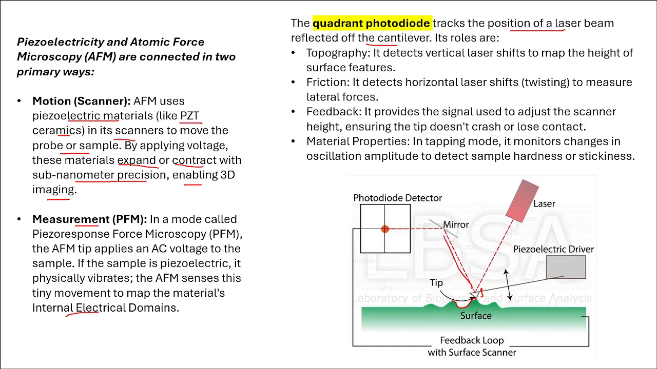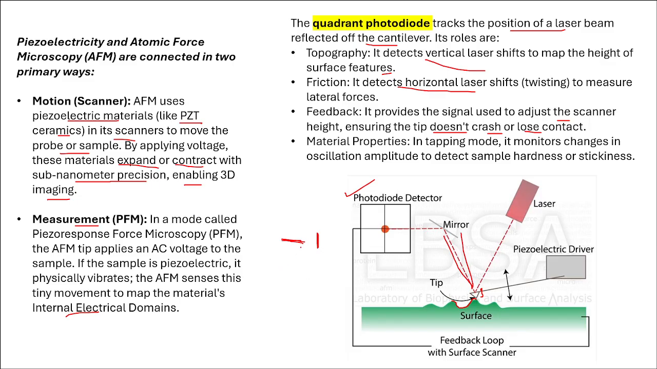Whatever light is reflected off the cantilever is recorded by this four quadrant photodiode. It detects vertical laser shifts to map the height of surface features, as well as horizontal laser shifts. It provides the signal used to adjust the scanner height, ensuring the tip doesn't crash or lose contact.